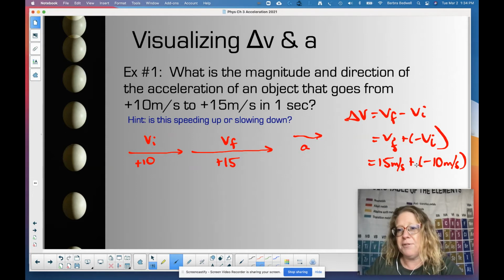So you can tell what the difference here has got to be. Well, the difference here has got to be not just 5, but positive 5, right? 15 minus 10. So our vector change, or change in velocity, is plus 5 meters per second.